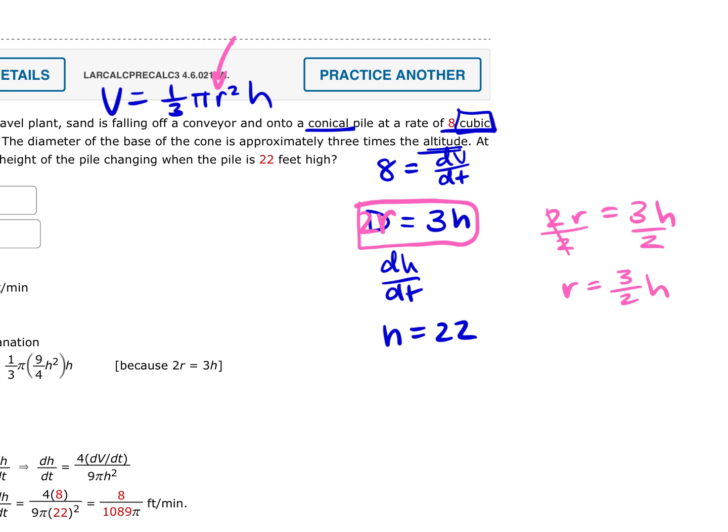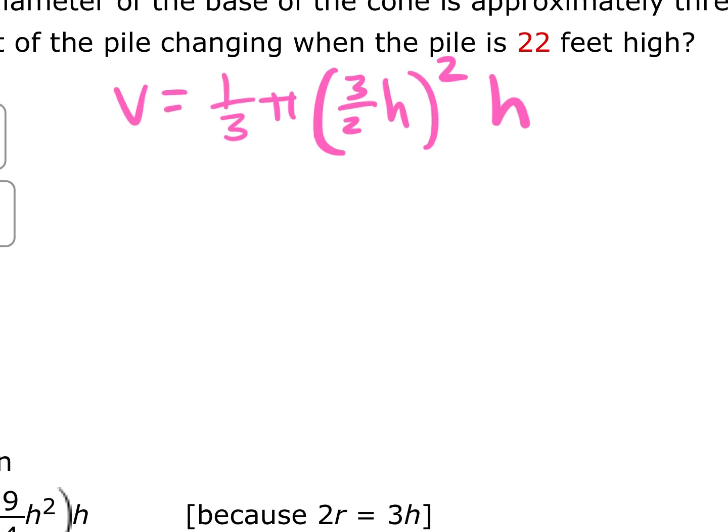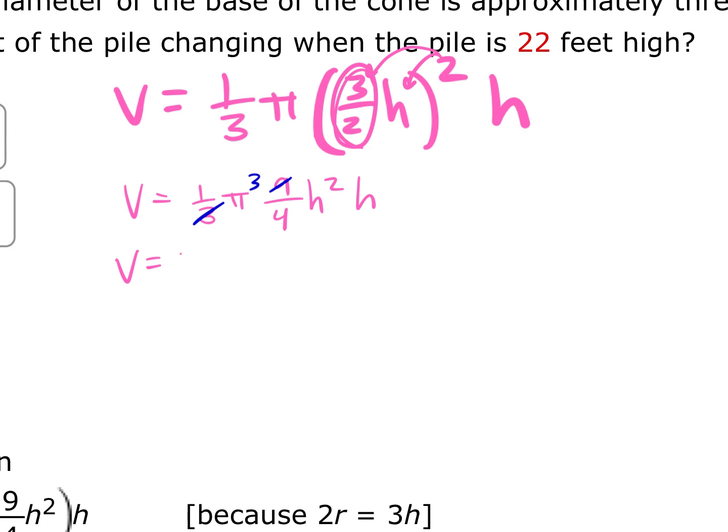So let's plug that in. Our volume is 1/3 pi (3 over 2 H) squared times H. We can simplify this. So we have 1/3 pi. We have to square 3/2 and square the H. When you square 3/2, don't forget to square the top and the bottom. So this would be 9 over 4 H squared times H. 3 goes into 9 3 times. So our volume would be 3 over 4 pi H cubed.